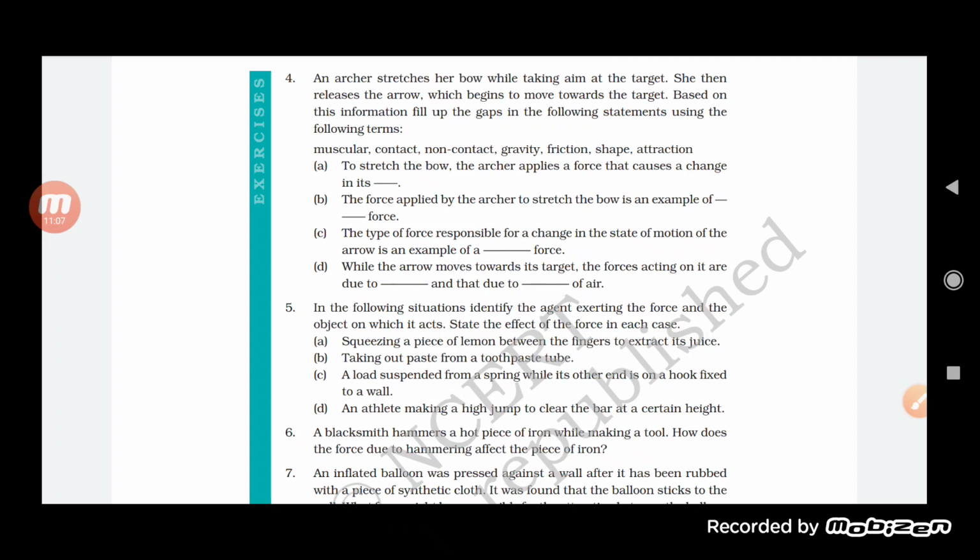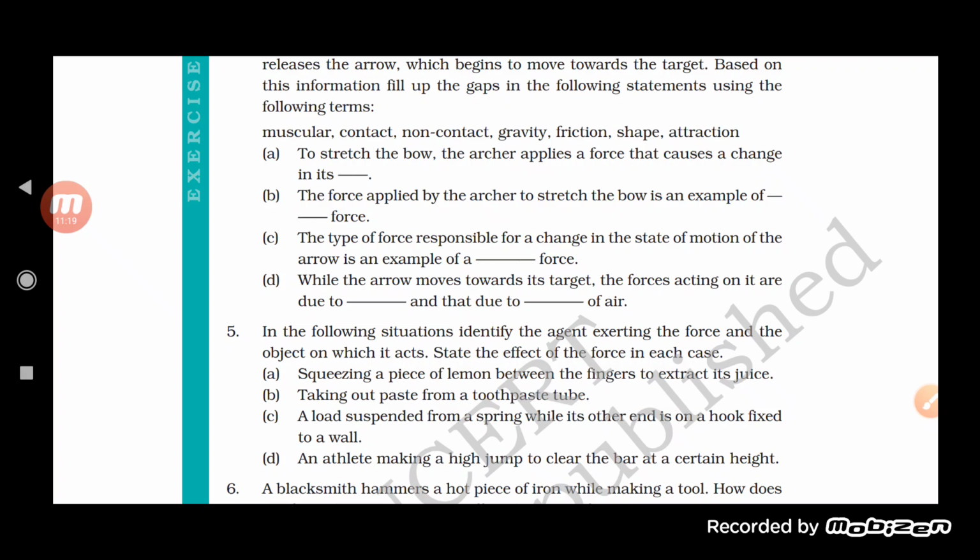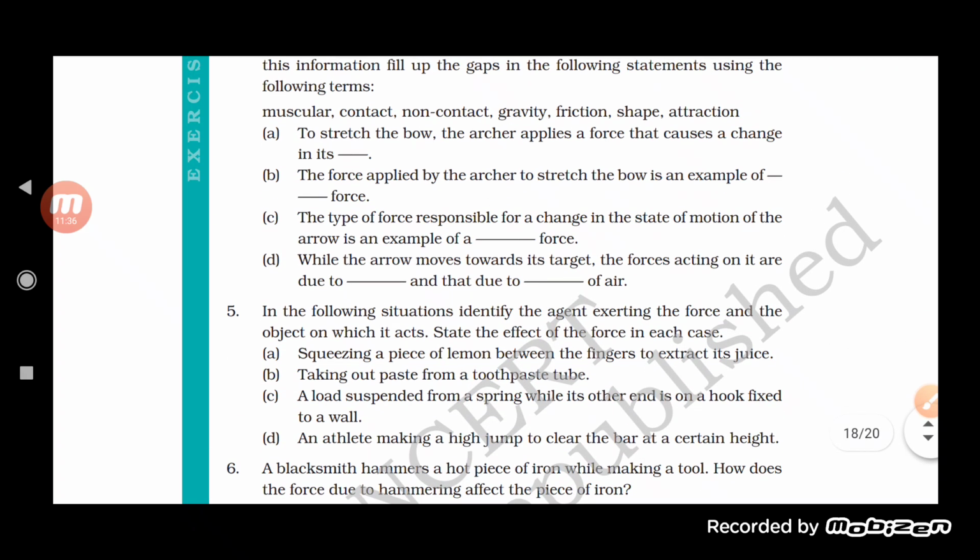Then the next one: the type of force responsible for change in the state of motion of an arrow is an example of a contact force. The force applied by the archer to stretch the bow we have done. Now, the type of force responsible for the change in the state of motion of the arrow is a contact force, because we know that forces are classified into two: the first is contact and the second is non-contact force.